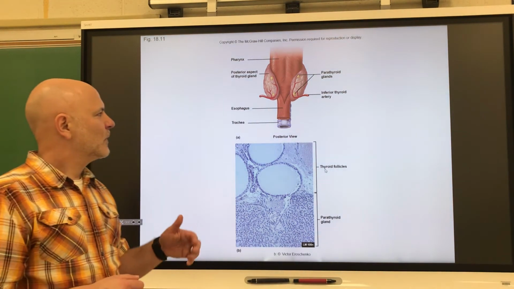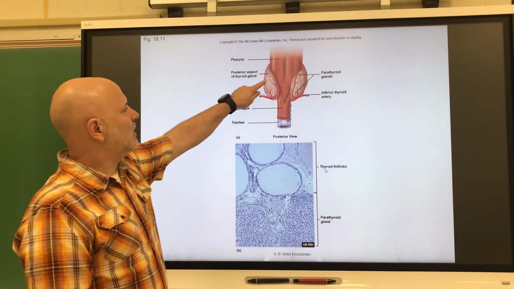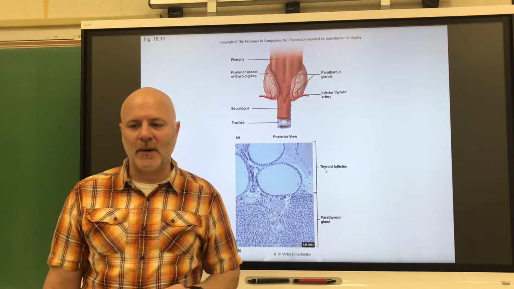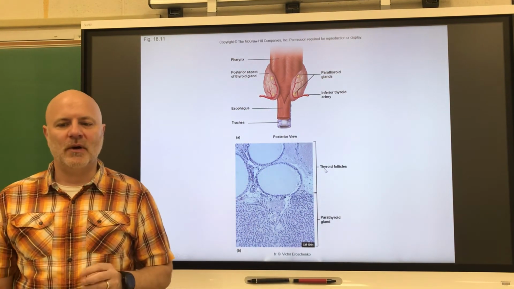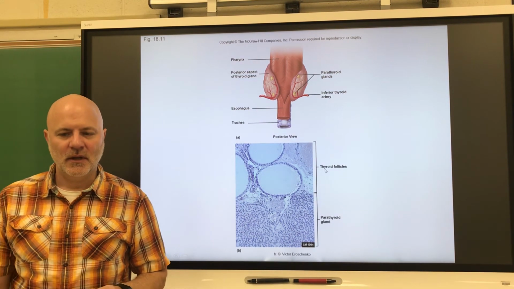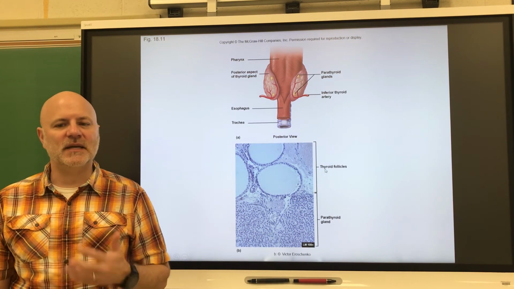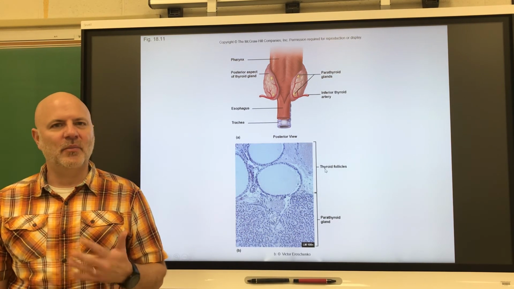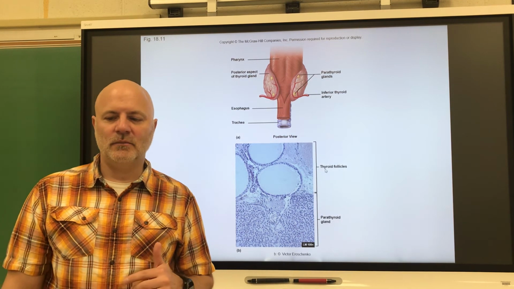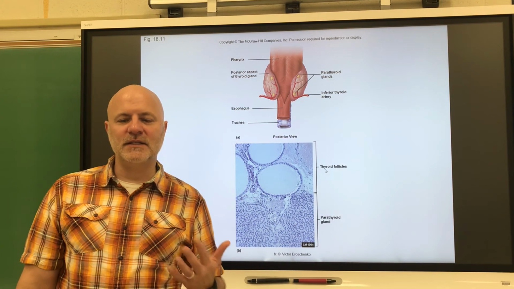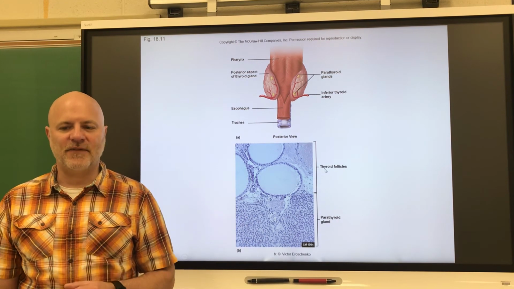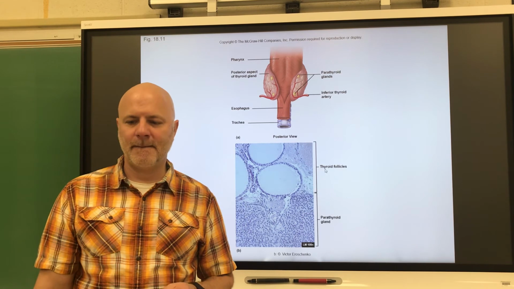All right, let's look at the parathyroid glands. You can see these parathyroid glands here on the back side of the thyroid gland. They produce one hormone known as parathyroid hormone, or PTH. Parathyroid hormone is an antagonist of calcitonin. Both of those are used to regulate our blood calcium ion levels. So its overall effect is to increase our blood calcium ion levels and at the same time to decrease our phosphate ion levels in our blood.